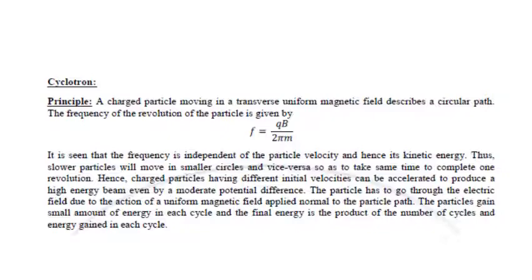The particle has to go through the electric field due to the action of the uniform magnetic field. The particle gains a small amount of energy in each cycle and finally high energy will be gained. The condition is the frequency of the revolution, which is independent, so you can get the energy gain.